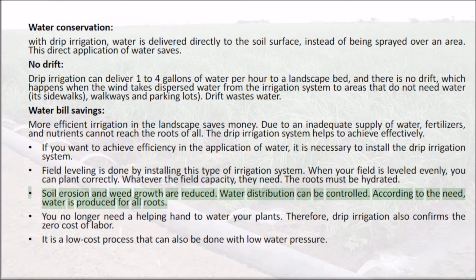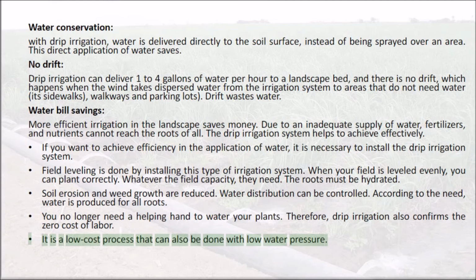Soil erosion and weed growth are reduced. Water distribution can be controlled. According to the need, water is provided to all roots. You no longer need a helping hand to water your plants. Therefore, drip irrigation also means zero cost of labor. It is a low-cost process that can also be done with low water pressure.